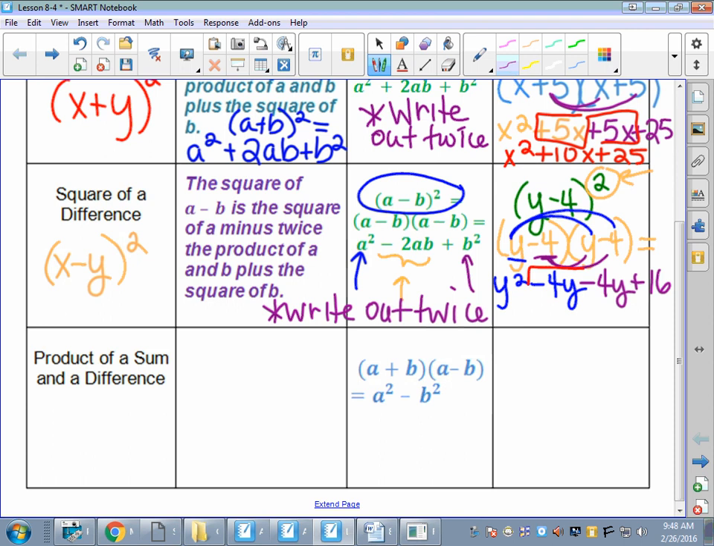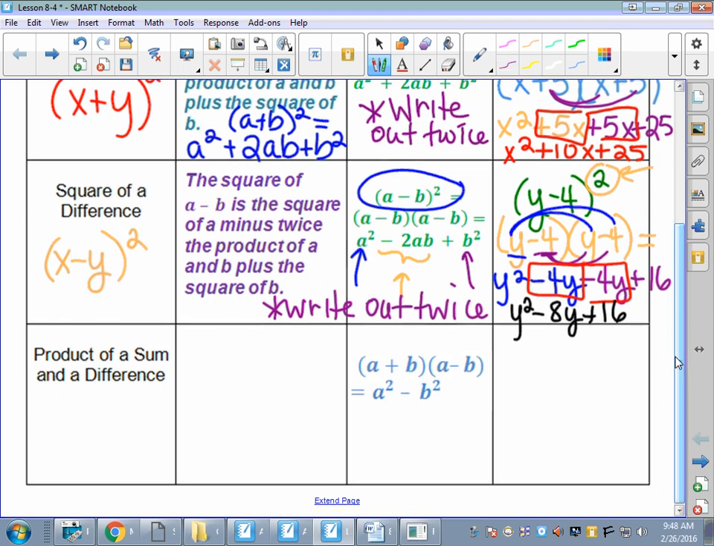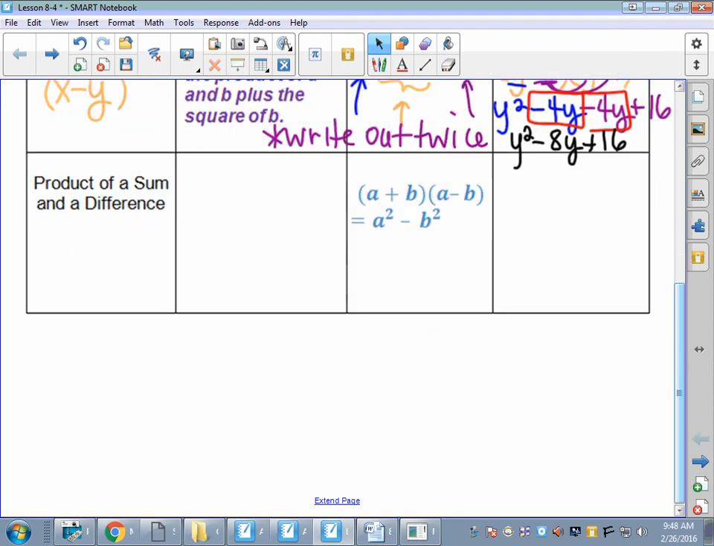I've got a pair of like terms right here, negative 4y and negative 4y. So when I combine the like terms, I've got the square of the first term, minus twice the product of the 2 terms, plus the last term squared. I'm not spending a whole lot of time on this one because this is always going to be a shortcut. So please don't do a shortcut if you don't understand it.